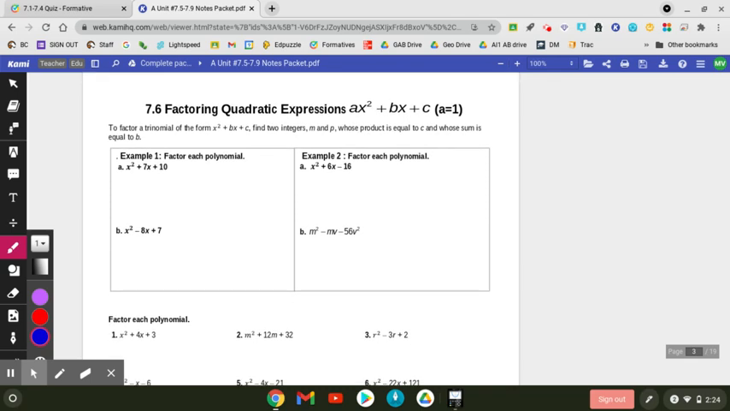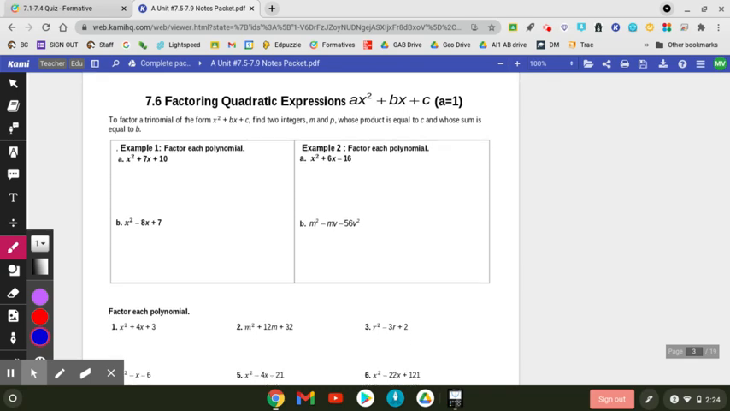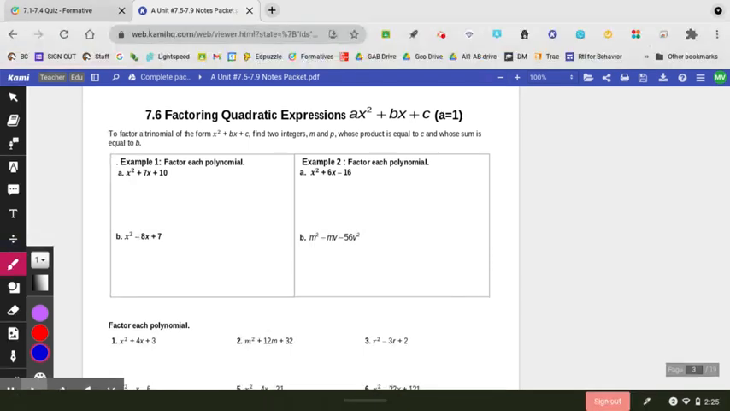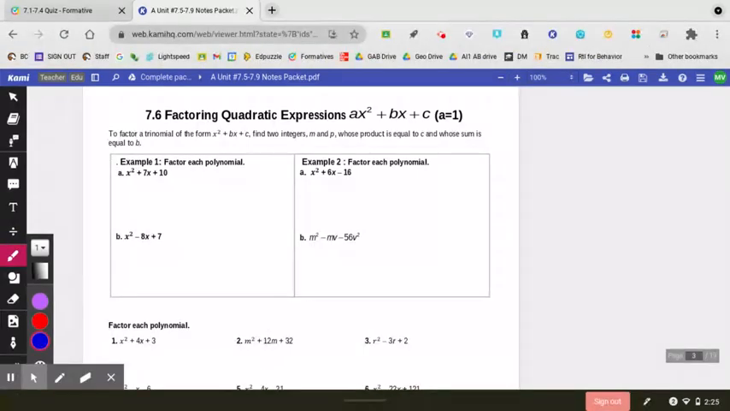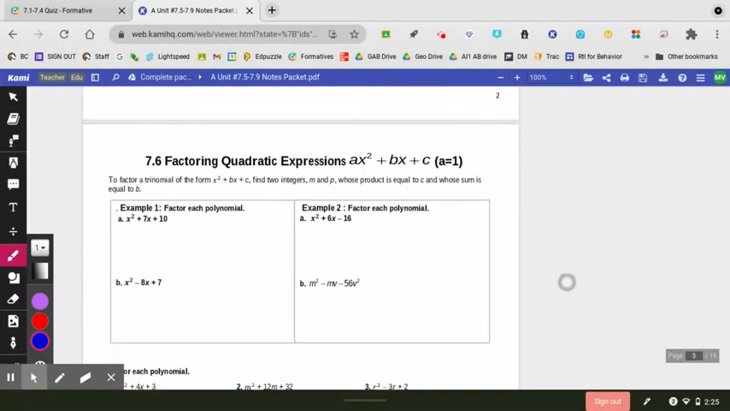Today, we're going to start to factor quadratic expressions. So, in our last unit, we learned how to multiply x plus 3 times x minus 4. So, I would like you to pause right now and do that problem.